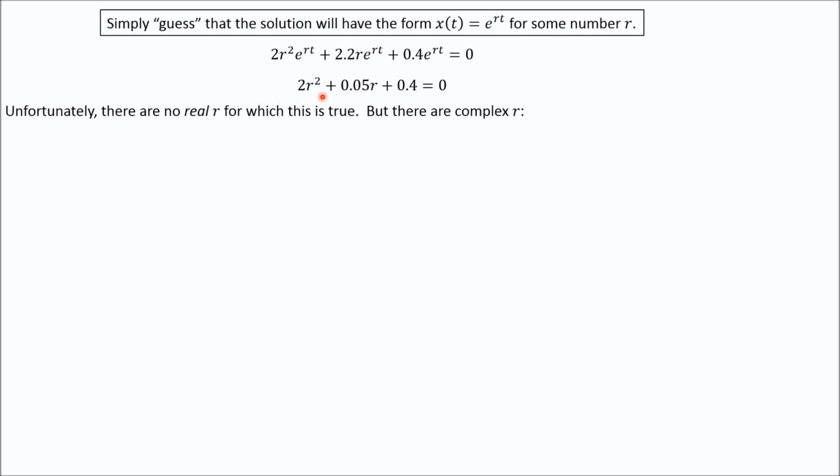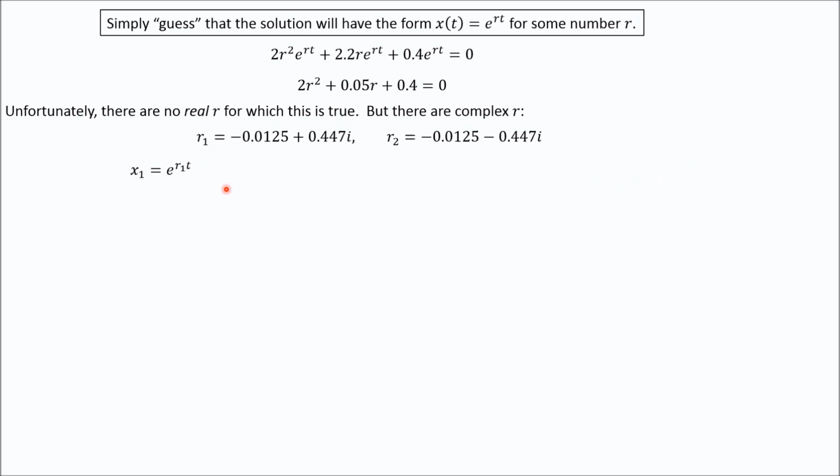So if you do the quadratic formula on this, you don't find any real numbers r such that this is true. You find that they are imaginary roots, or complex roots. They have imaginary parts. Here's what they are. I just found them numerically, and they could also be found with the quadratic formula. And so now we want to say that our solution is e to the r1 t, and our other solution is going to be e to the r2 t.